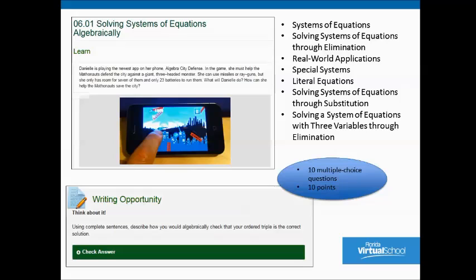601 is solving systems of equations algebraically. The students will go through systems of equations, solving systems of equations through elimination, real-world applications, special systems, literal equations, solving systems of equations through substitution, solving systems of equations with 3 variables through elimination. The assessment for this lesson is 10 multiple choice questions worth 10 points.